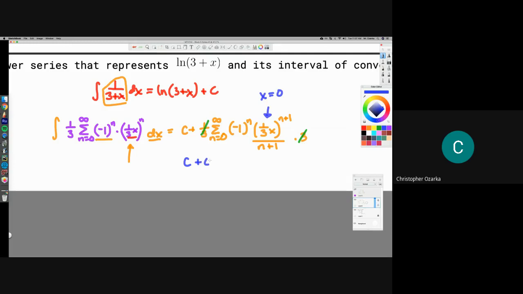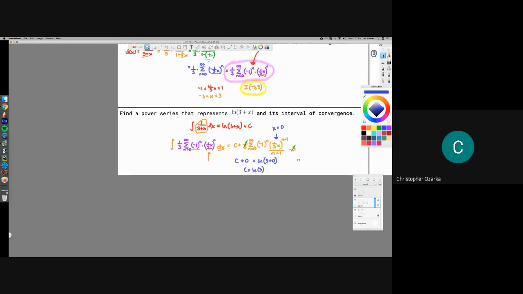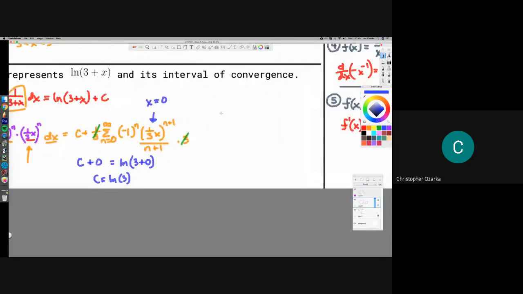So it's c plus 0, because this is 0. It's going to be -1 to the alternating power times 0. Zero is still 0. Okay? The n plus 1 on the bottom, 0 divided by that is still 0. Okay? That is equal to ln of 3 plus 0. So in this case, your c is equal to ln 3. So your final answer ends up being ln of 3 plus all this orange stuff here.